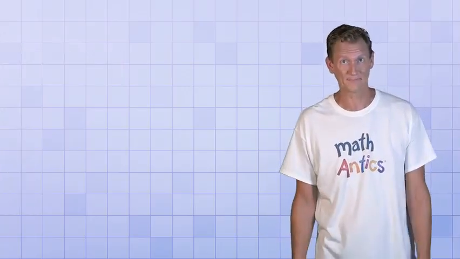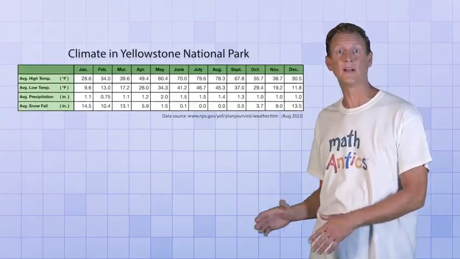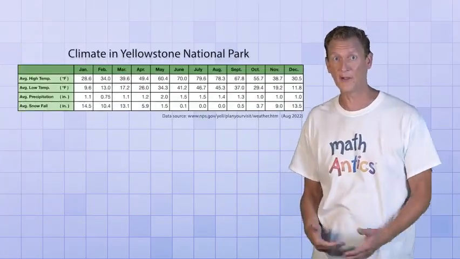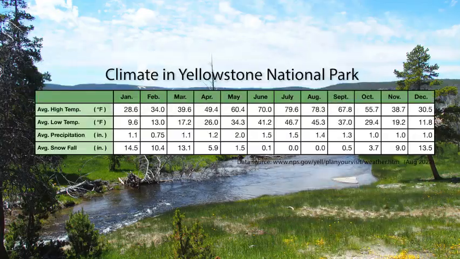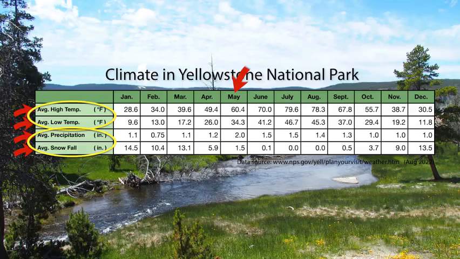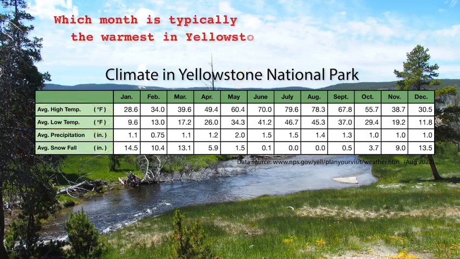Of course, the more data a table holds, the more complicated it gets. For example, this data table organizes a lot of quantitative data about the climate in Yellowstone National Park. It's got a column for each month of the year and several rows corresponding to weather measurements, like average high and low temperature, and average precipitation and snowfall. A data table like this can be very useful because it can help answer questions like, which month is typically the warmest in Yellowstone? If you look at all the numbers in the rows about temperature, you'll see that the highest numbers are in the column labeled July.